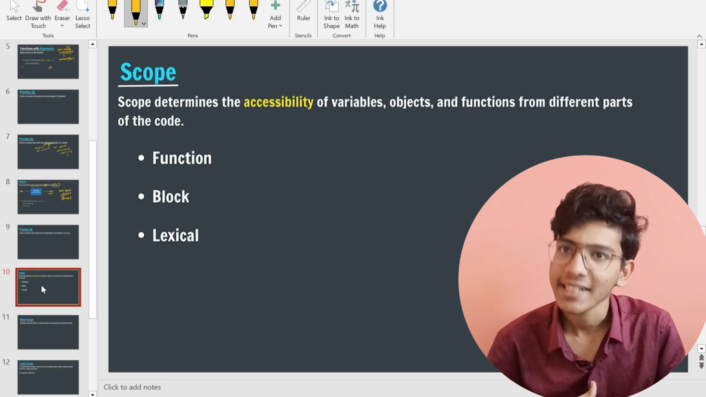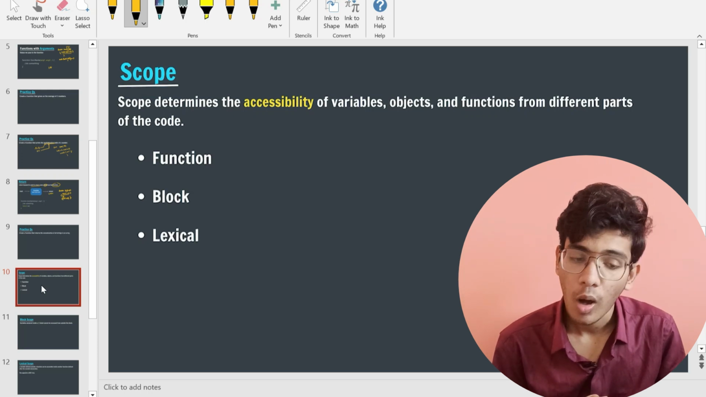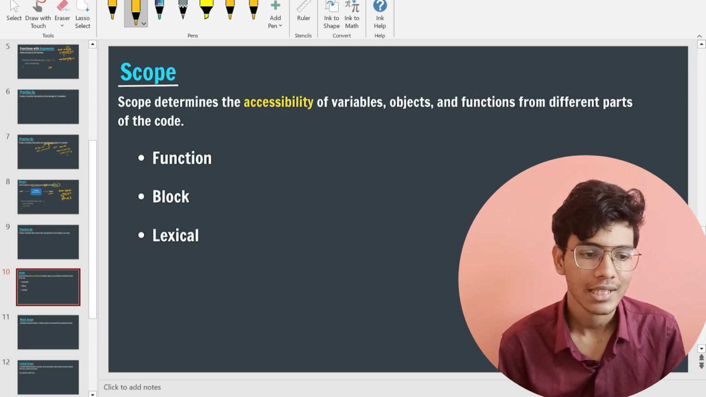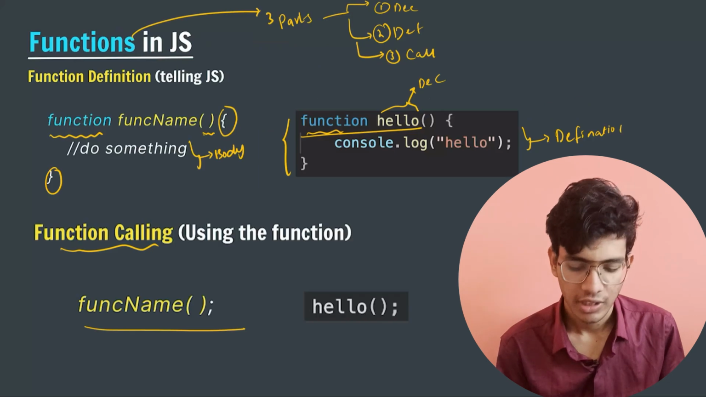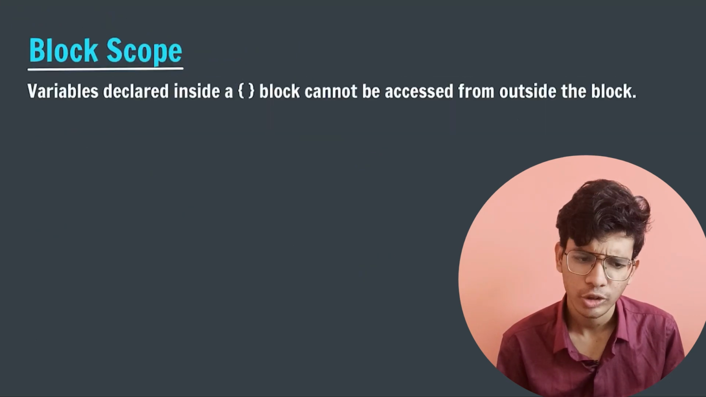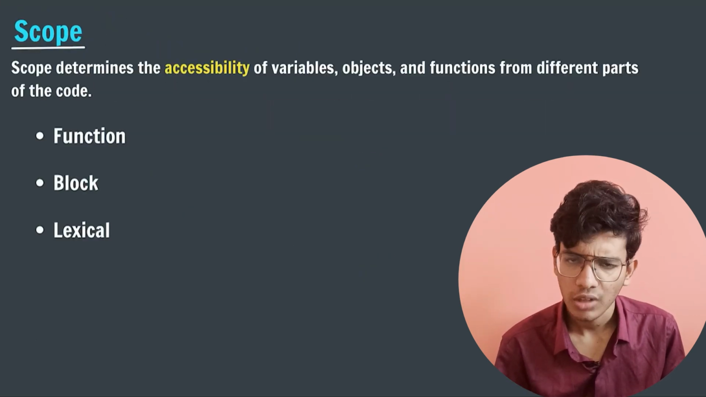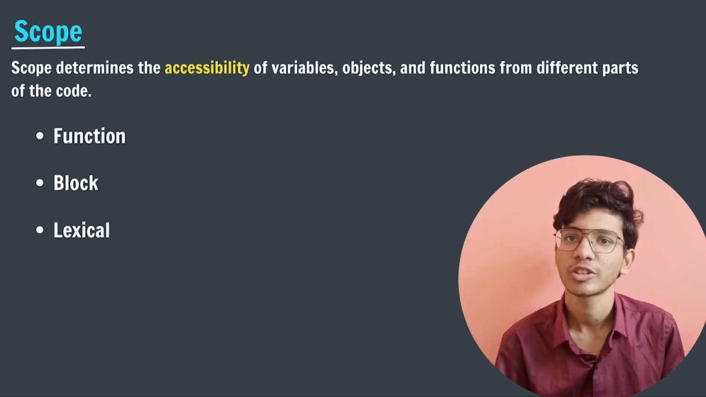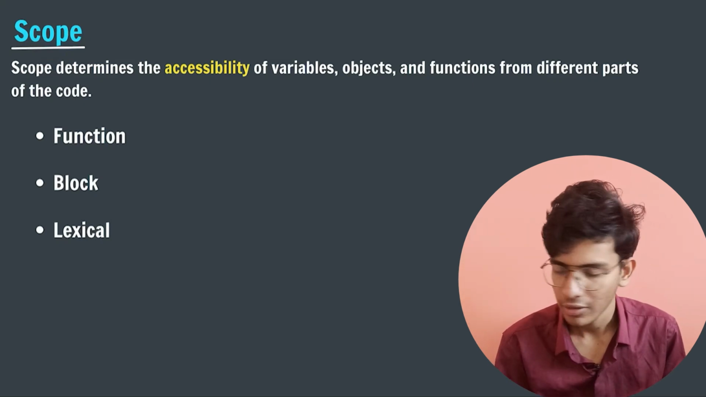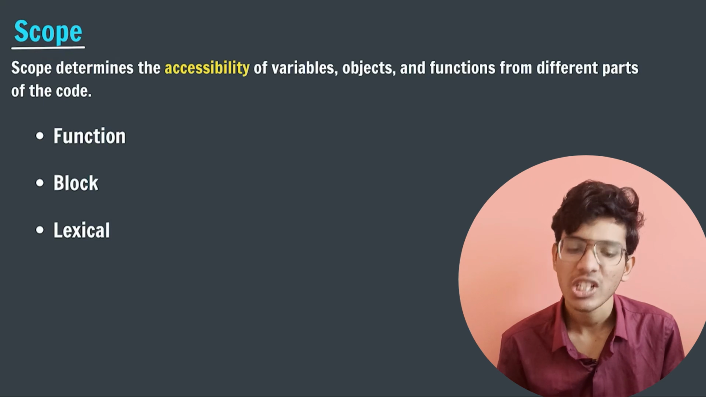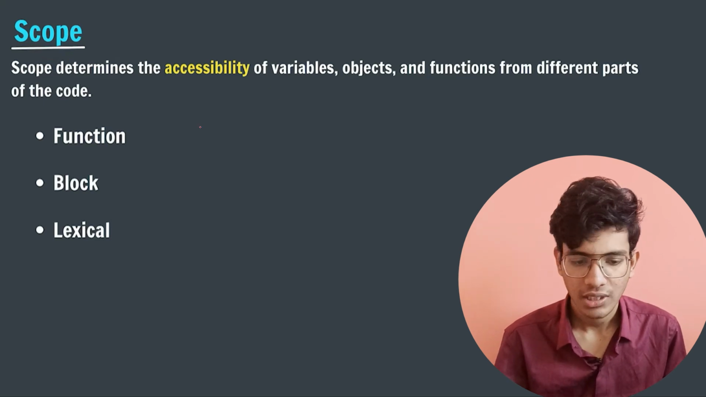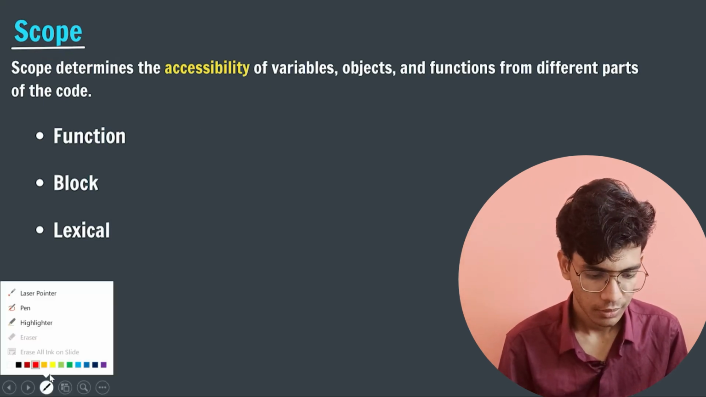The next interesting concept is block scope, right? There are three types of scopes. First one is functional scope, second one is block scope, third one is lexical scope. So let us begin with our first one, which is function scope.